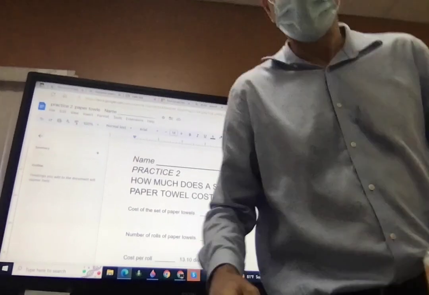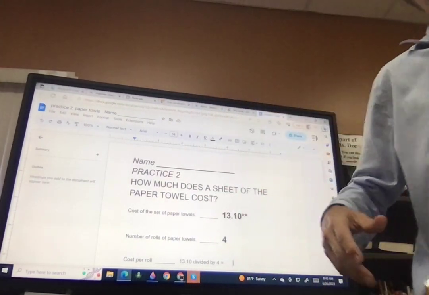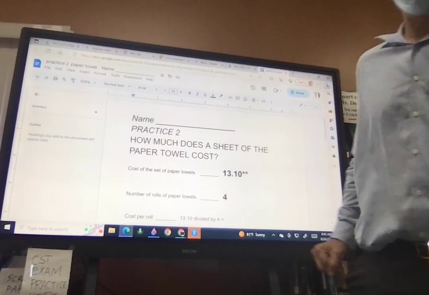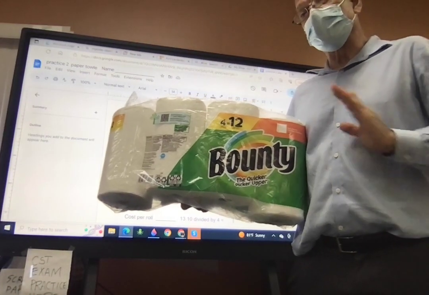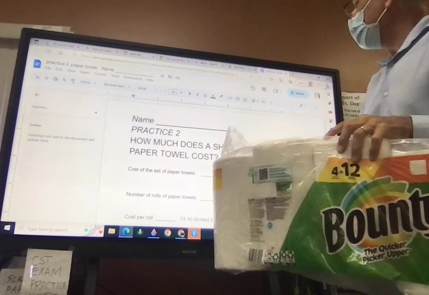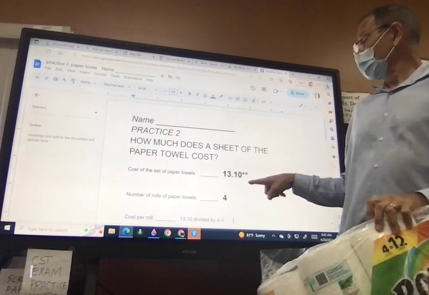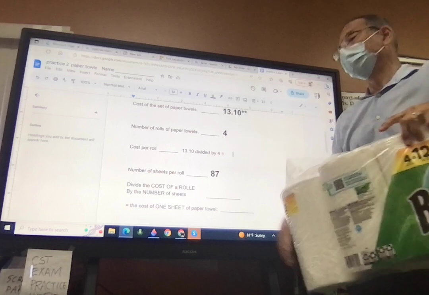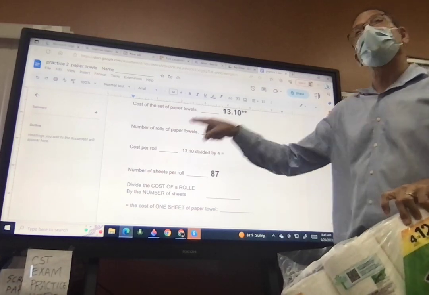Okay. We're going to make this a little easier. That's more or less where we're at. So this right here is a discussion of how much per sheet this Bounty is. How much did I pay for this? $13. How many rolls are there? Four rolls. Now we have to figure out the cost per roll.